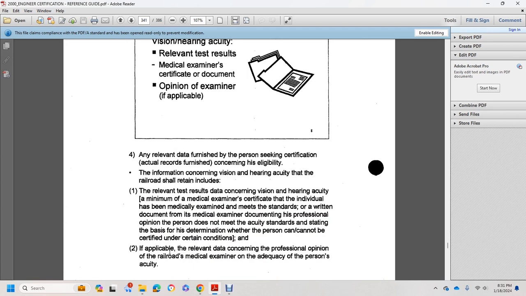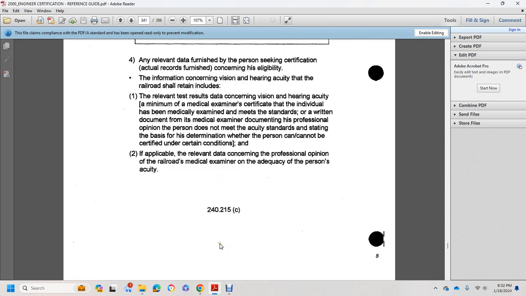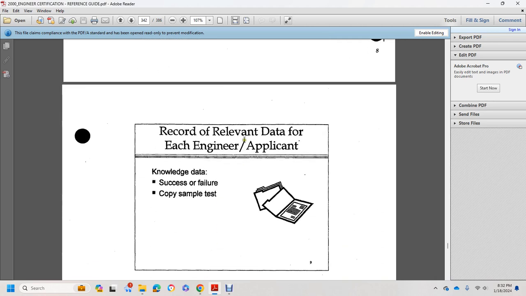The railroad shall retain the medical examiner certificate identifying that the medical examiner determined the person meets the standard, along with written documentation. If the medical examiner documents a professional opinion that the person does not meet the acuity standard, the record should state the basis of the decision on whether the person can or cannot be certified under certain conditions. If applicable, include relevant data concerning the professional opinion of the railroad medical examiner on the adequacy of the person's acuity.